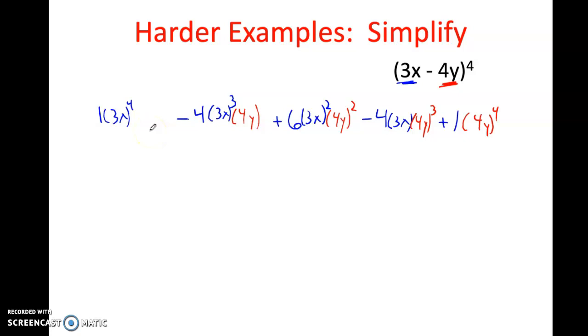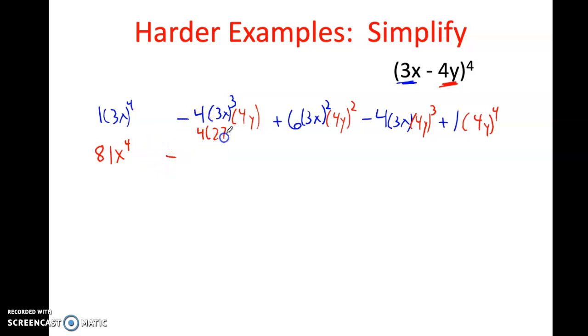And you do need your calculator for this. So 3 to the fourth power is going to be 81 x to the fourth. How did I do it so fast? 3 times 3 is 9. 3 times 3 is 9, and 9 times 9 is 81. I will be using a calculator for some of the other operations though.